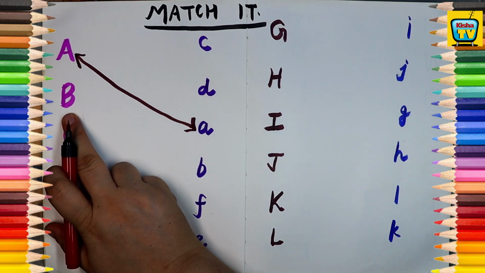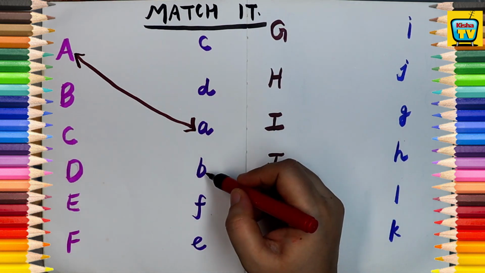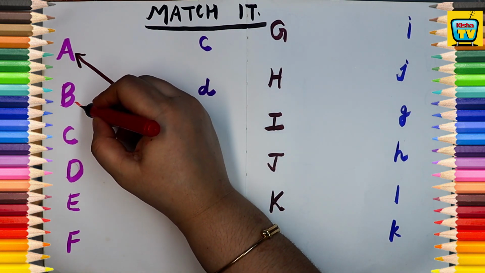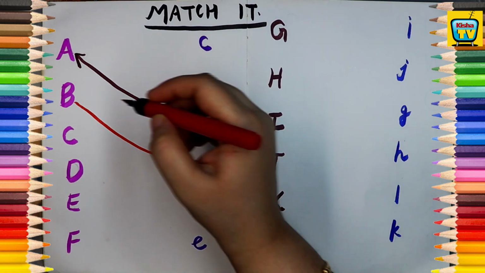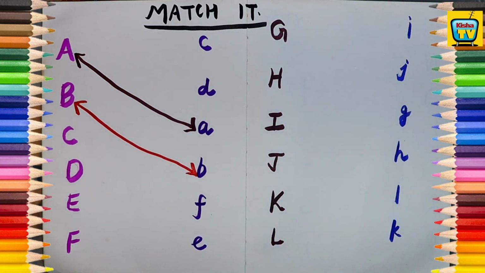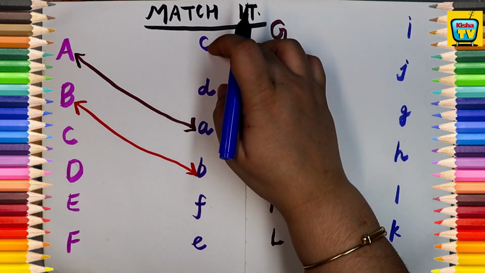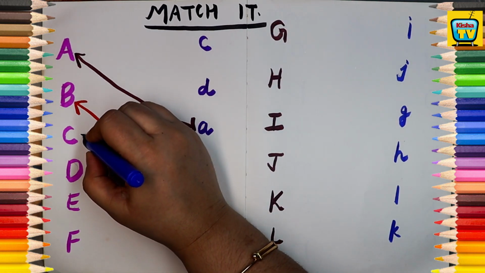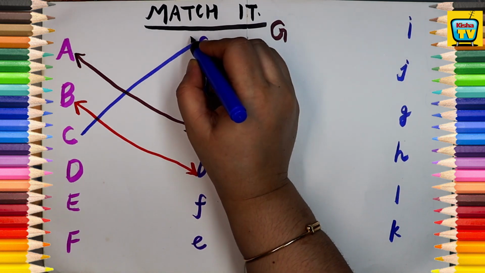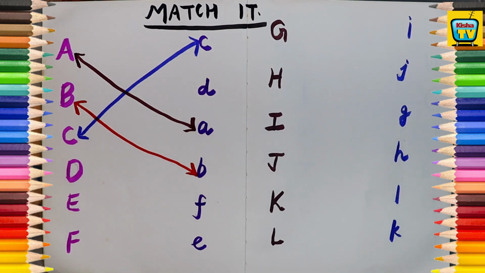B, B for ball. Where is small ball? Yes, this one. B, B for ball. C, C for cat. Where is the small C? Yes, this one. So we will match big C to small C. C for cat.